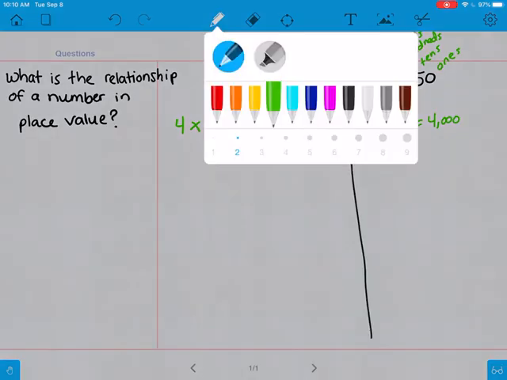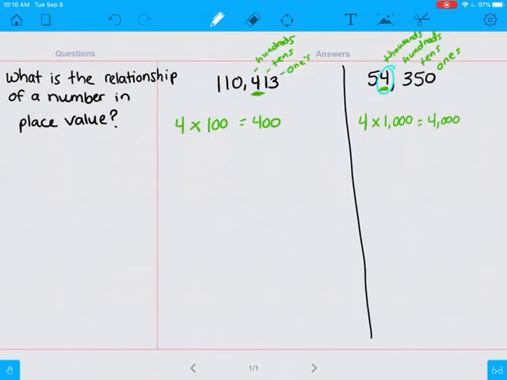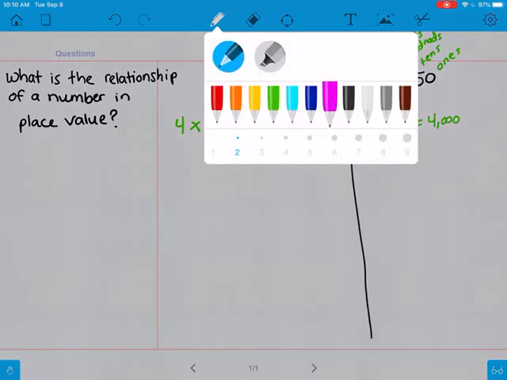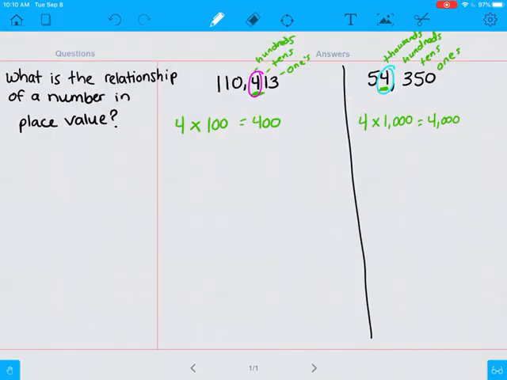Let me change the color. Let's do magenta. So this 4 circled in magenta, again, represents 4,000. This 4 circled in the pink represents 400. So notice that this 4, the 400s, is one place to the right of the 1 in the thousands place. So every time we move a place value to the right, each increment represents 1/10 as much, assuming we have the same digit.